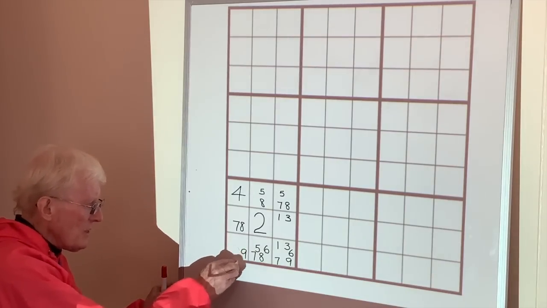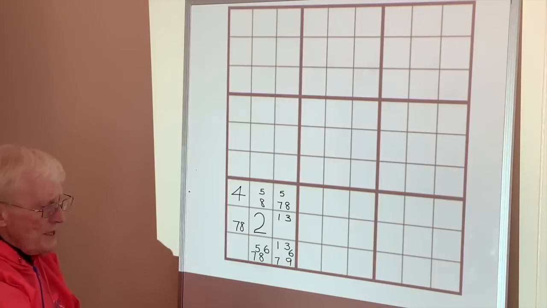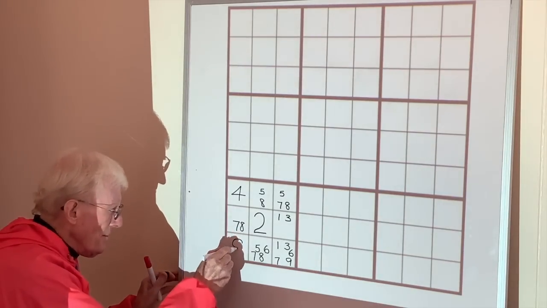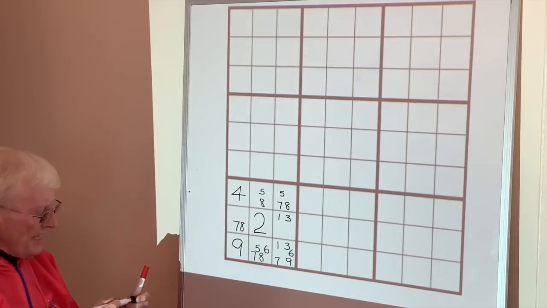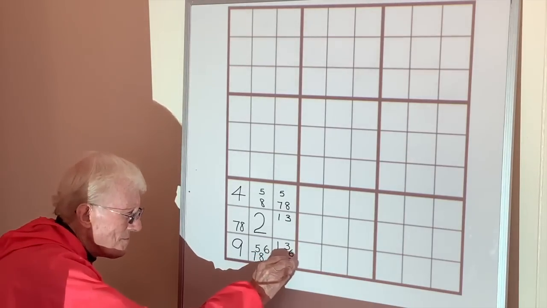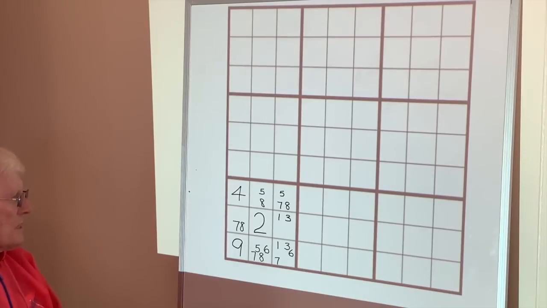And what does that do? That gives us a 9. If that gives us a 9, we can put a big 9 in. Now, if that's a 9, that means we can get rid of this 9. Okay? Now, let's look at there.